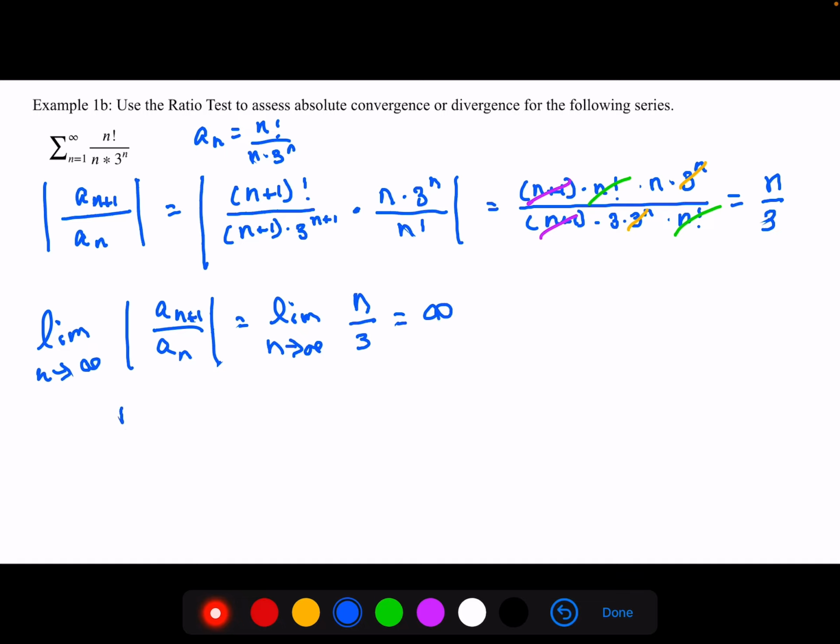So we may conclude that the sum from n equals 1 to infinity of n factorial over n times 3 to the n will also diverge, because we said when the limit of that ratio is either greater than 1 or tends to infinity, the series diverges.